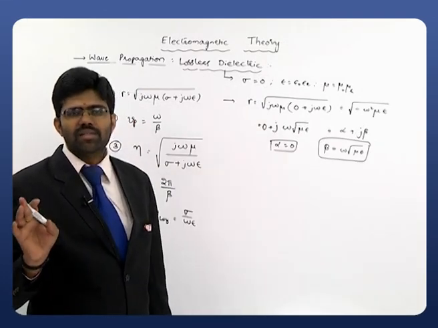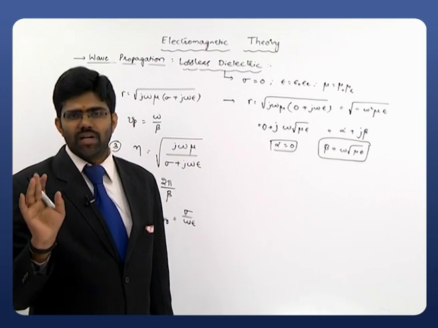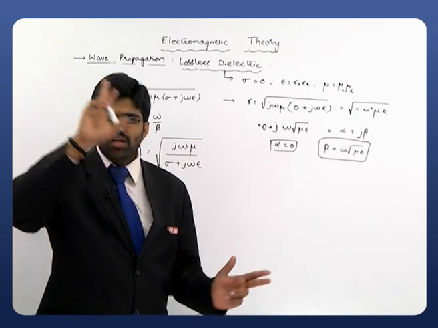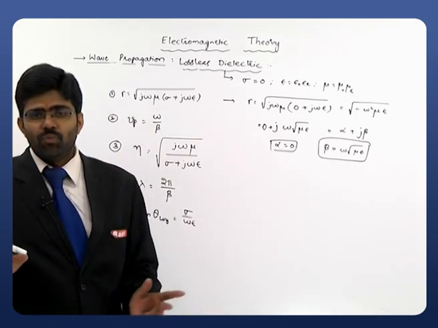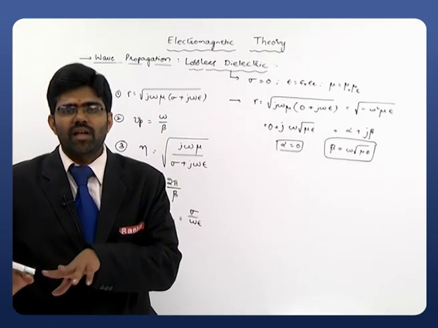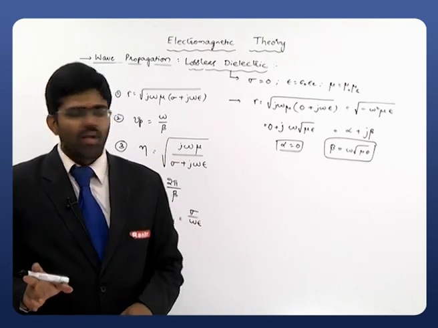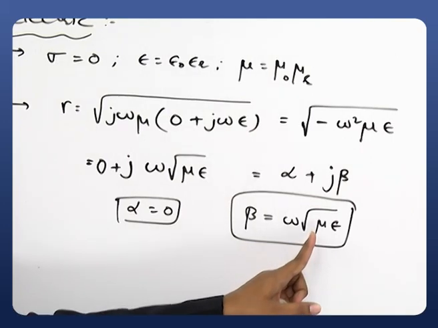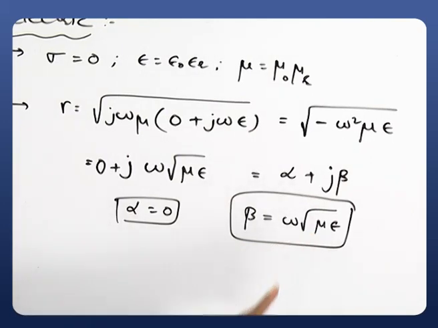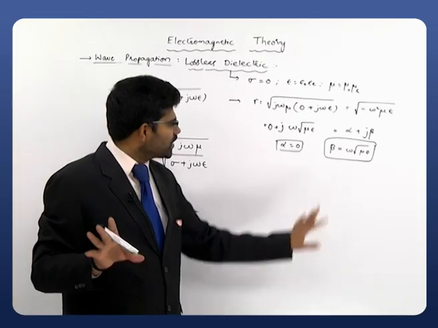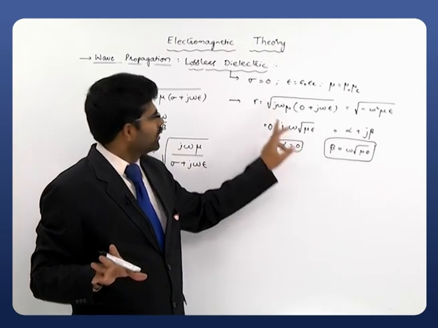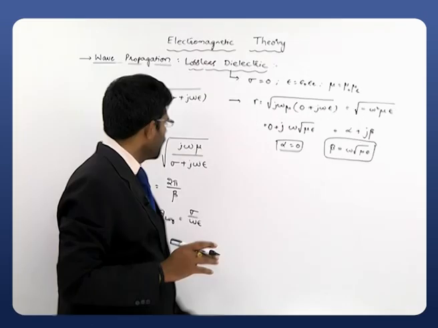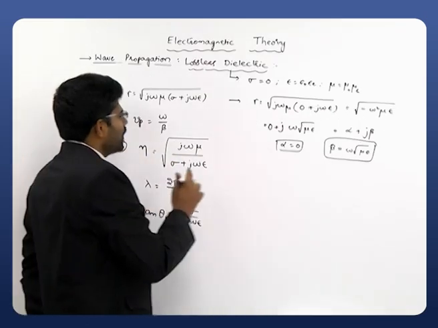Not only for lossless dielectric, for any lossless medium alpha is equal to 0. If you remember this, the same is applicable in our transmission lines also, where we say that it is a lossless transmission line, alpha is equal to 0. And if you remember this particular equation, beta is equal to omega root mu epsilon, a similar quantity will appear in our transmission lines also. For some time, just remember this equation, that alpha is equal to 0, beta is equal to omega root mu epsilon. And the second quantity we have is the phase velocity.